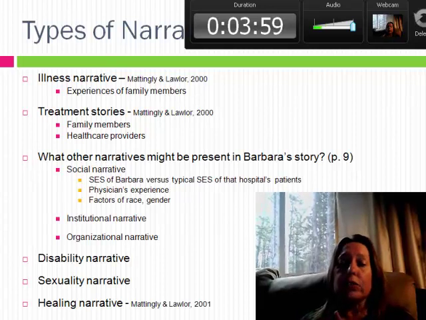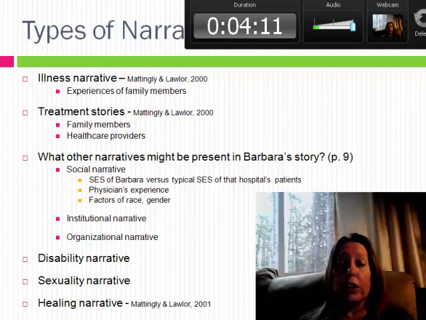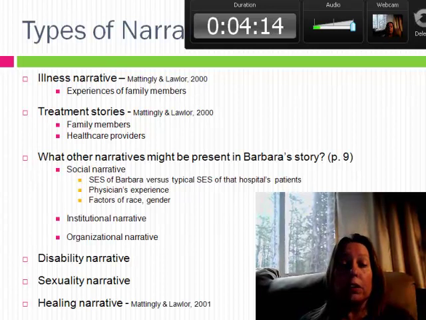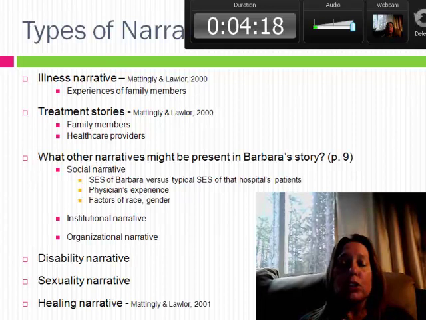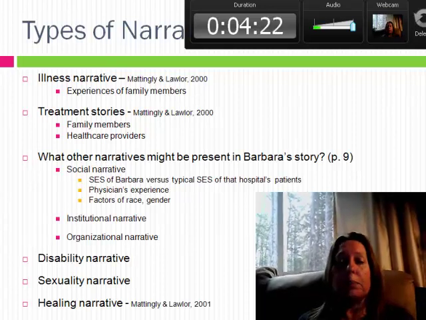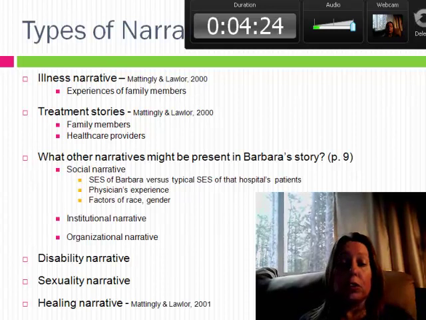And then we have factors of race and gender. Are there experiences that either of the actors in the story bring to it that are influenced by those factors? Then we could look at the institutional narrative. What is that particular hospital as an institution saying to their employees and to their other constituents about who they prefer to serve, what their mission is, and so on and so forth. And then within that, we have the organizational narrative.